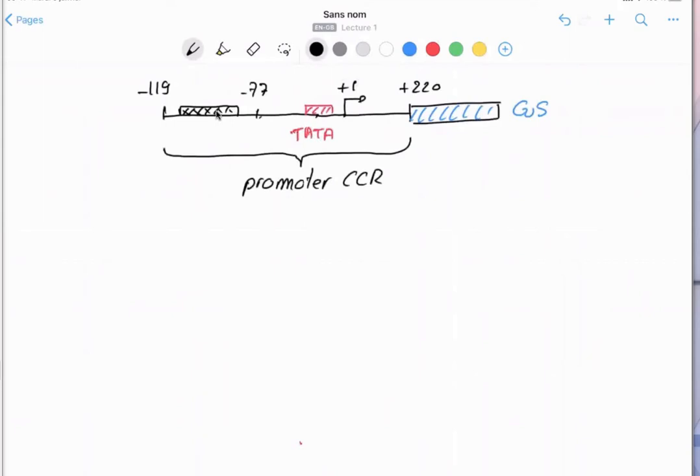Okay. In order to prove that this sequence here is sufficient to drive the expression as the wild-type promoter, we need to make an artificial promoter. And what can be an artificial promoter, according to you? Do you have an idea? How would you prove that the black box here, the regulatory element, is sufficient to direct the expression at the right place, in the right tissue? How would you do?